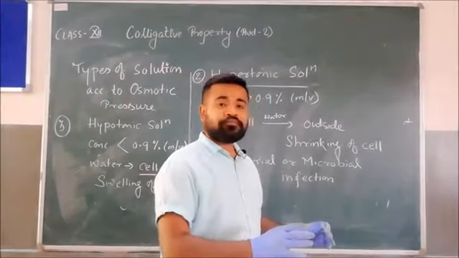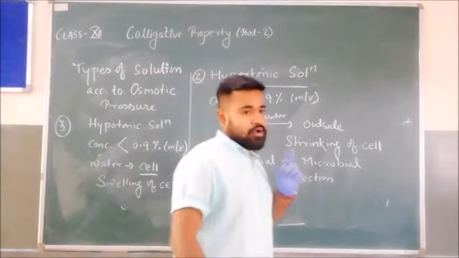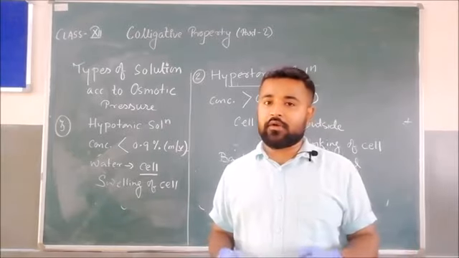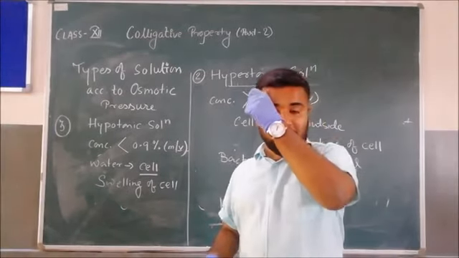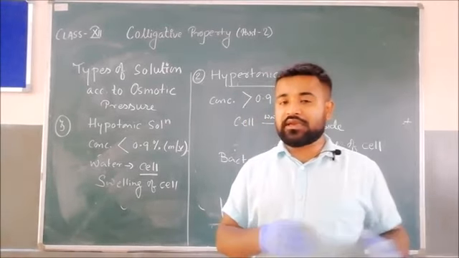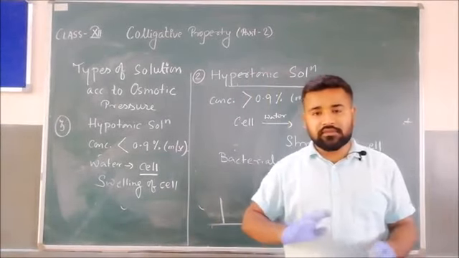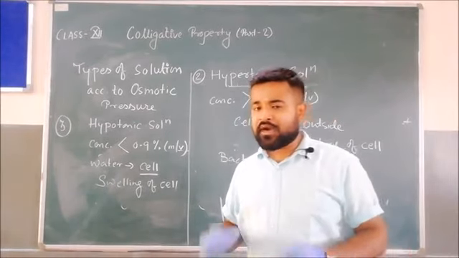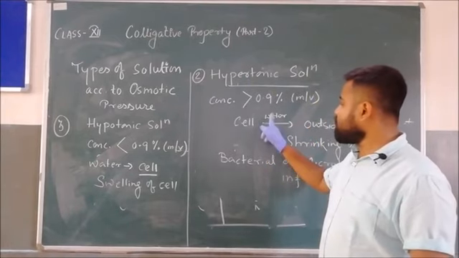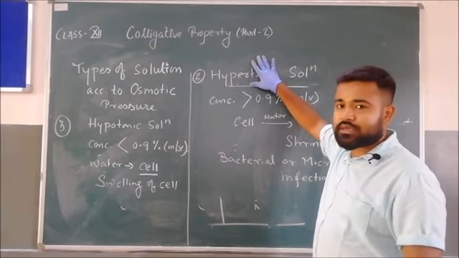Clear? So these are the three types of solution according to osmotic pressure. If the osmotic pressure of the two solutions is the same, that is, a 0.9% solution is injected in our body, then that is equal to the composition of our cell. At that time the osmotic pressure is the same, so the water will not flow inside or outside the cell. But if the concentration of the solution is greater than 0.9%, the water is moving outside from the cell, and this type of solution is called the hypertonic solution.